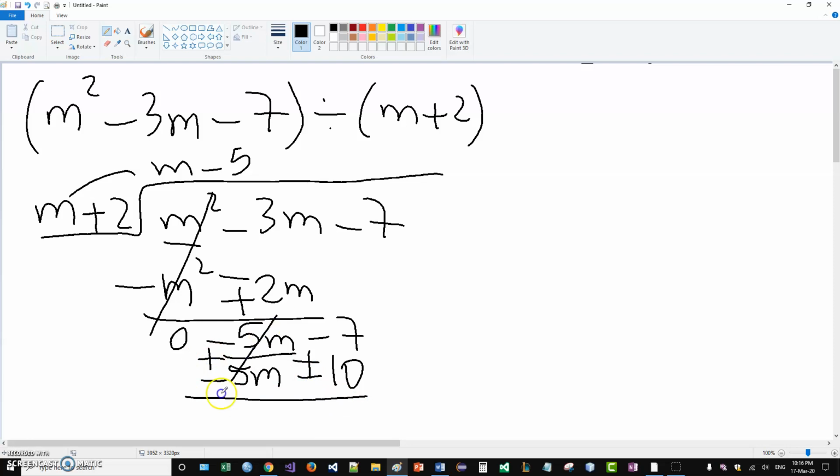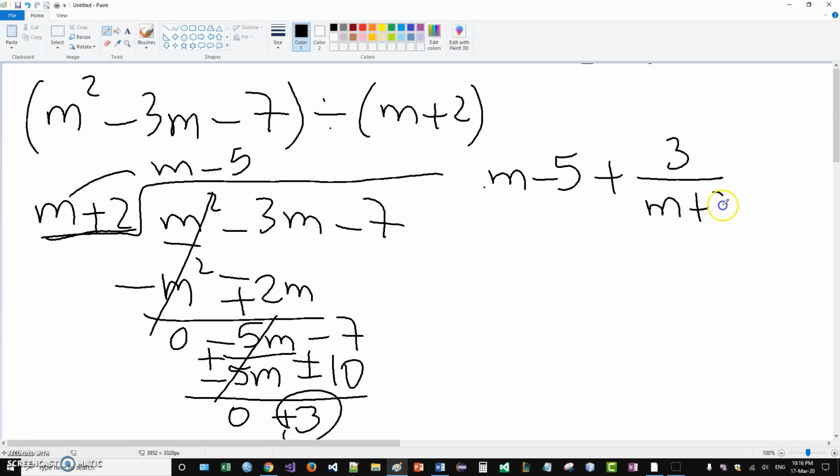Reverse the sign and add. These cancel out. 0 minus 7 plus 10 is plus 3. Now 3, you cannot divide the 3 by m, so you stop right here. And then the quotient will be m minus 5. Now because we have a remainder here, we say 3, this is our remainder, divided by the divisor, which is m plus 2.